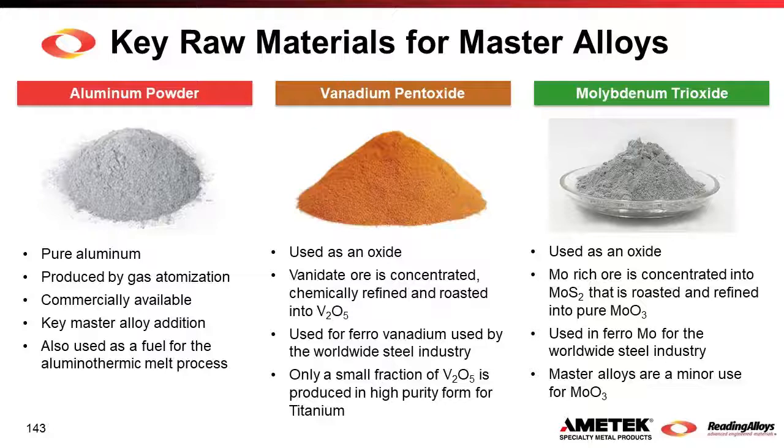The one in the middle, the orange material, is vanadium pentoxide. This is used as the oxide form, and it comes from various ways, but the most common way is a high vanadium rich ore is concentrated and refined and roasted into vanadium pentoxide or vanadium trioxide. It's mostly used for ferrovanadium, and the earlier speaker from Roskill really showed where it's used. Only a small fraction is used for the titanium melting industry.